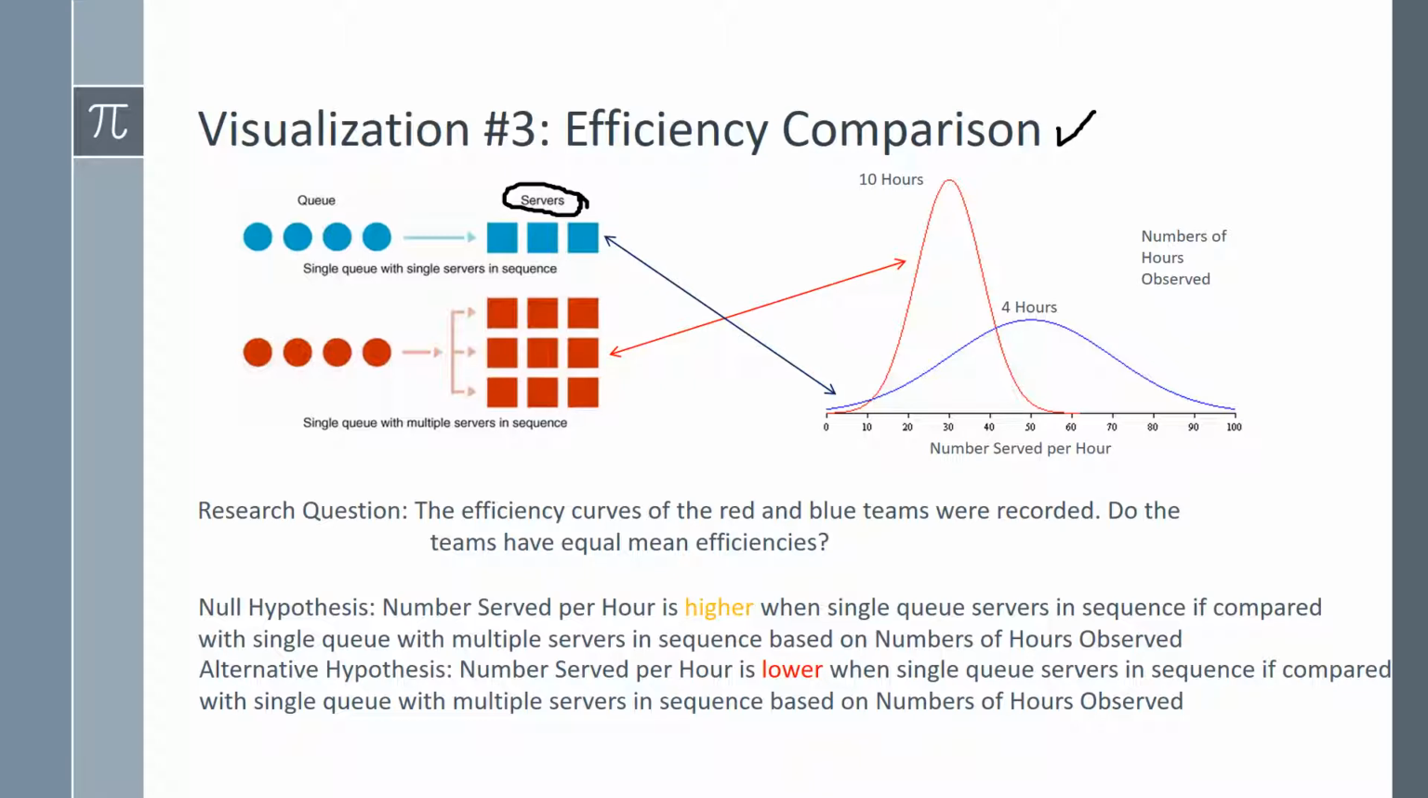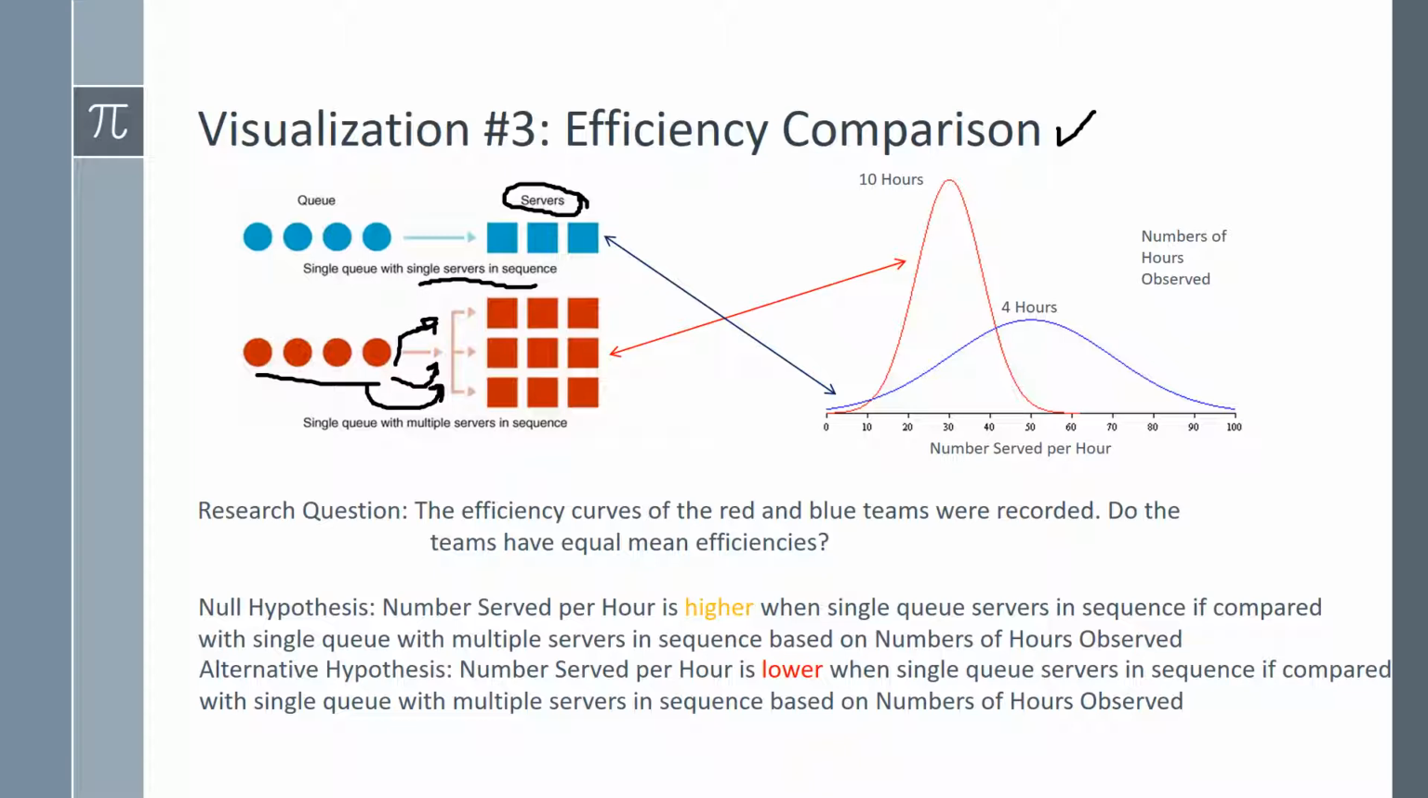So for our example here, we have a service, and we need to see if the queue is better when it is served by a single server, or when the queue is served by multiple servers.